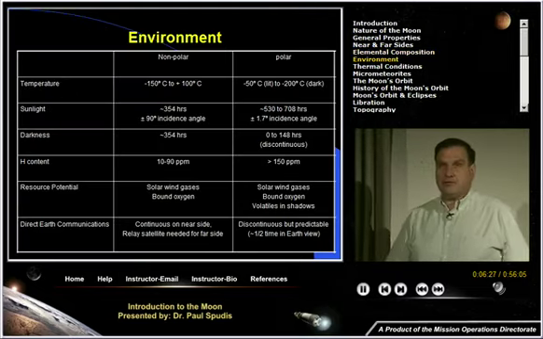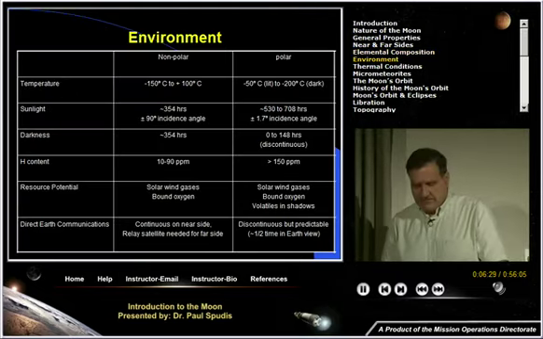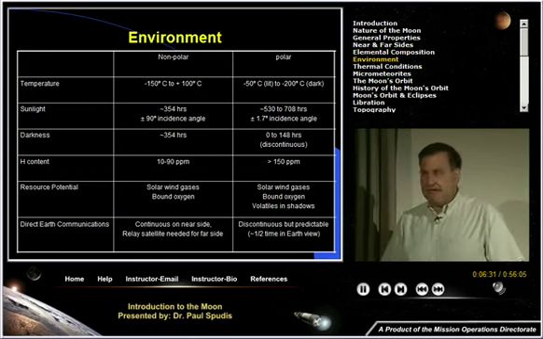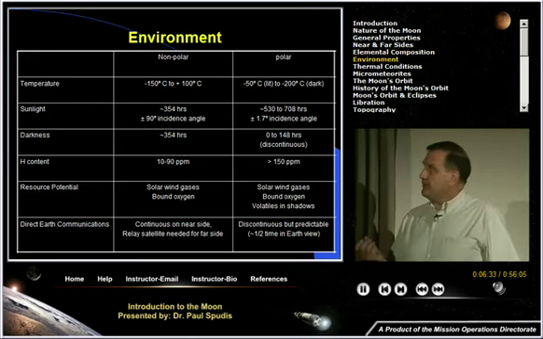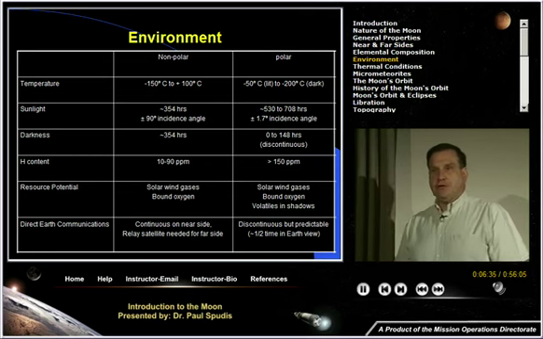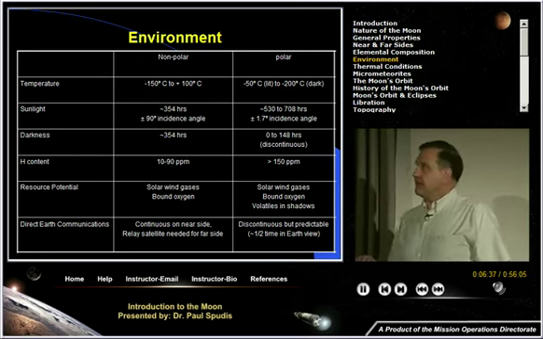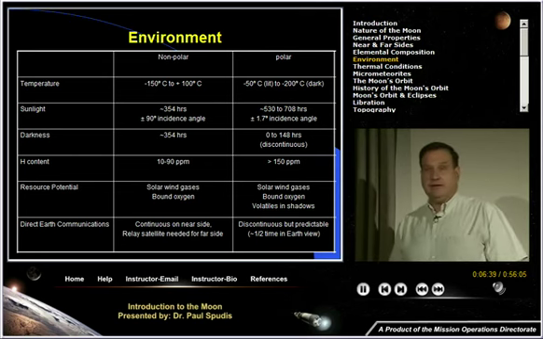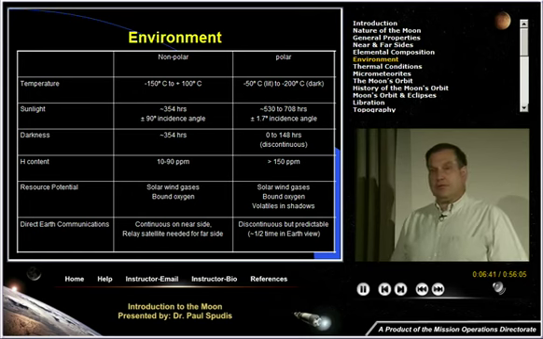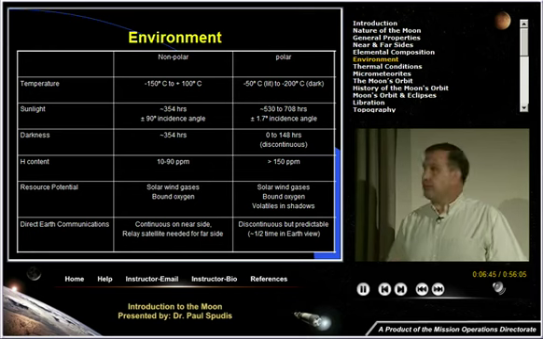The environment of the moon is quite interesting. It's basically an airless body, so it experiences extremes in temperature. At noon on the equator, it can be 100 degrees centigrade. And at the darkest part of the night, just before sunrise, it can get down to minus 150. So that's a 250 degree temperature swing.